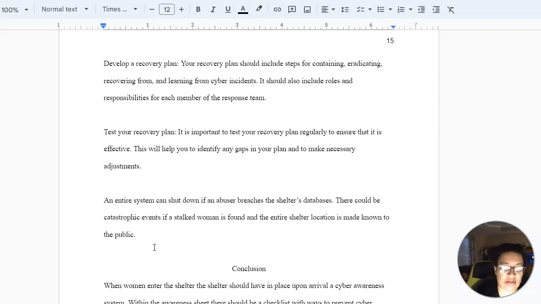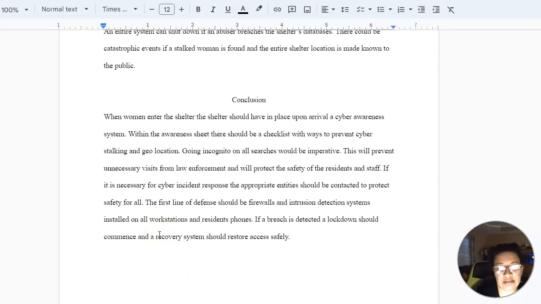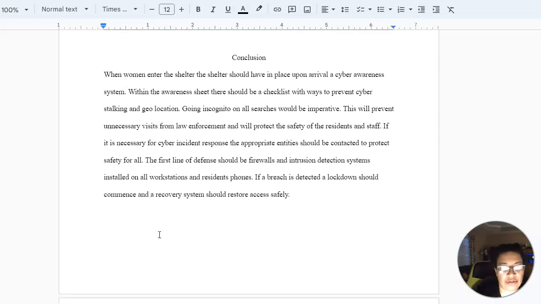There could be catastrophic events if a stalked woman is found and the entire shelter location is made known to the public. This includes safety issues, and it is also against the law to let people know where the shelter is located. When women enter the shelter, it could have in place a cyber awareness system. Within the awareness sheet, there should be a checklist of ways to prevent cyber stalking and geolocation. Going incognito on all searches would be imperative. This will prevent unnecessary visits from law enforcement and protect the safety of the residents and staff.